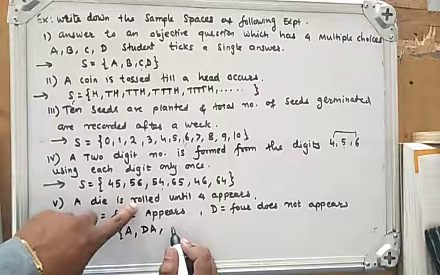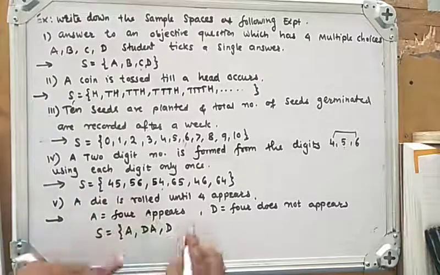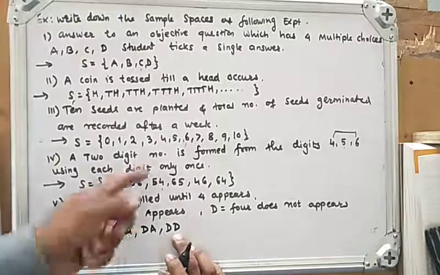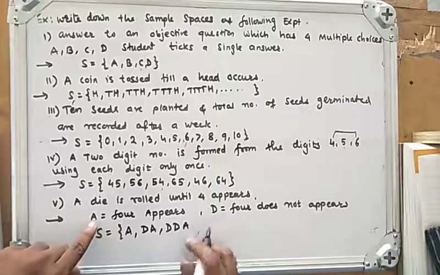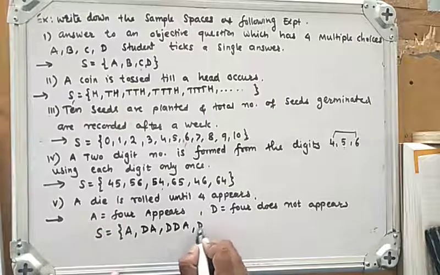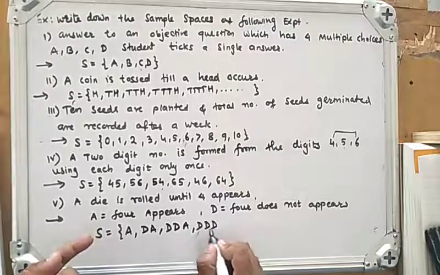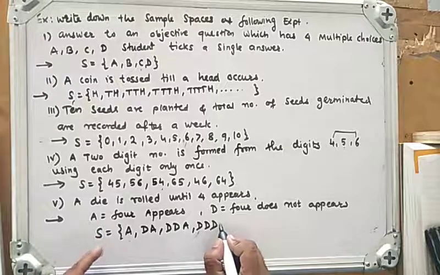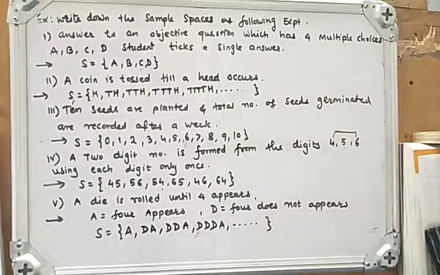Again, next I roll the die 3 times. The first time I get an element other than 4, the second time also an element other than 4, and the third time I get 4, which is A. Next, if I roll the die 4 times, the first three times I get elements other than 4, and the fourth time I get 4. So in this way, this is the sequence that forms the sample space until 4 appears on front.